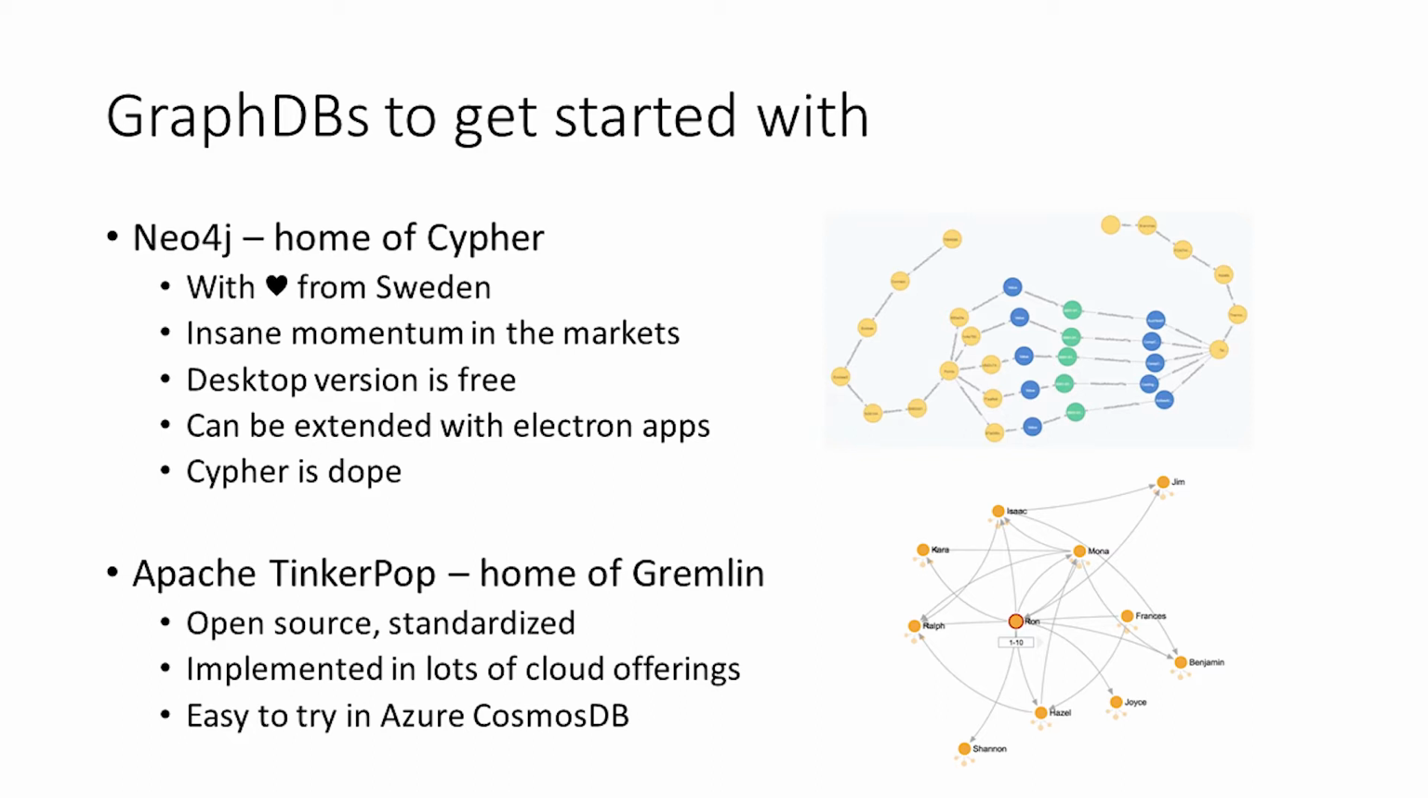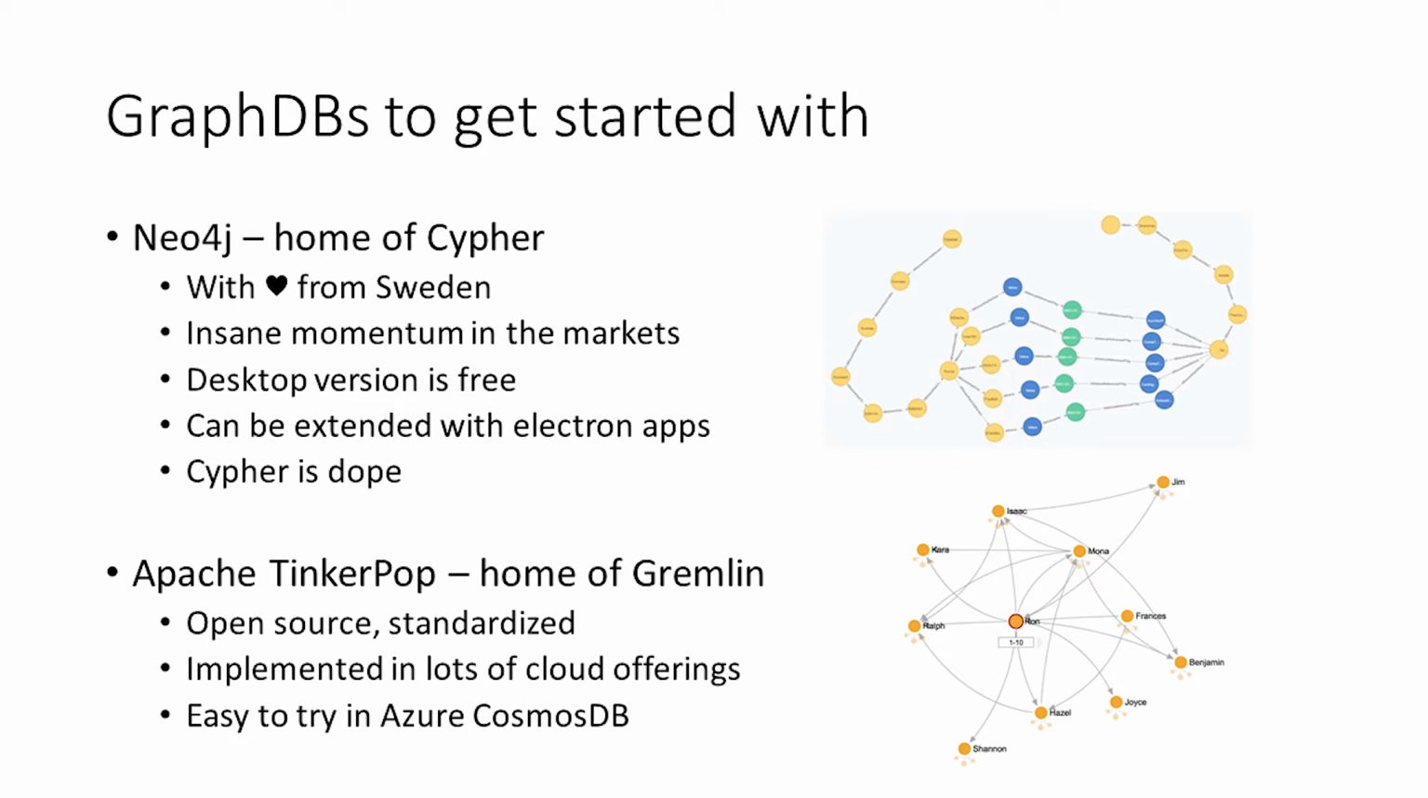It gets a little pricey once you put it on servers, but any database gets a little pricey once you put it on a server. It has a framework where you can actually build Electron apps on top of it, so you can extend your UI. You could imagine building 3D viewers using Three.js, and you could put it on top of Neo4j, for instance. Cypher is dope, as I said.